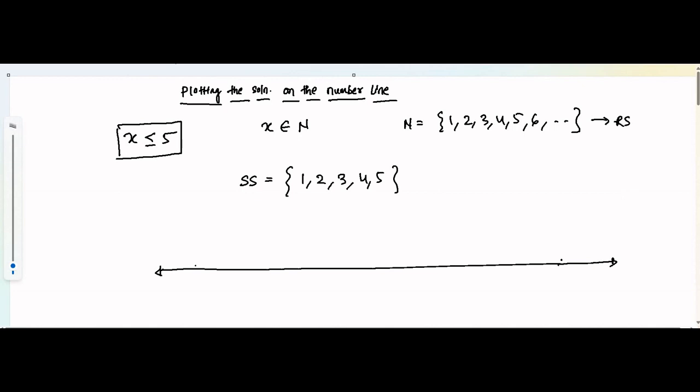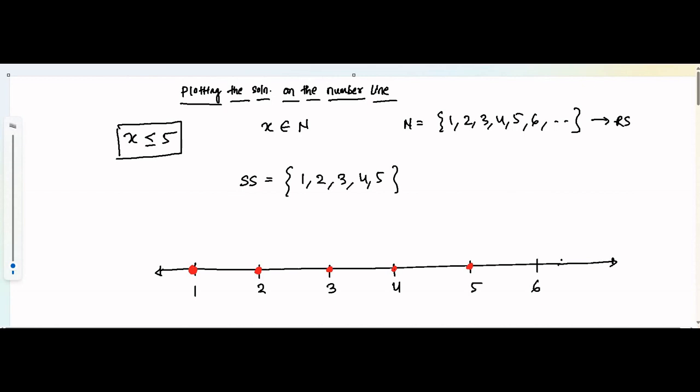So 1, 2, 3, 4, 5, 6. So we'll highlight all these points with a filled in solid darkened circle. 1, 2, 3, 4, 5.